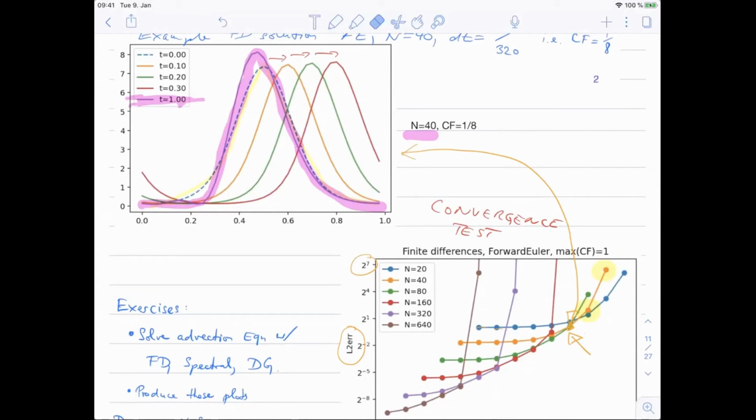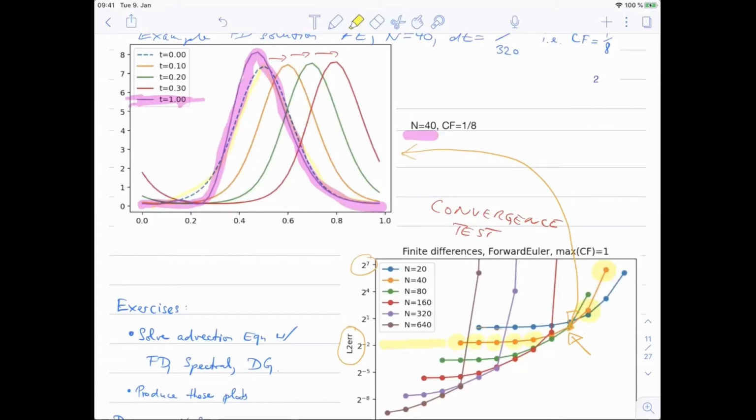If you now keep the spatial resolution fixed at 40 and you go to smaller and smaller time steps, at some point, the error you have in your solution becomes independent of the time step. At that point, the time discretization error becomes so small that it's no longer important, but the spatial discretization error is still there, and after one light crossing time, gives me an error of a quarter.